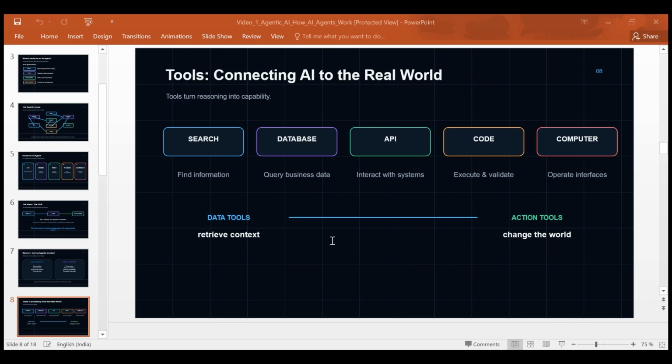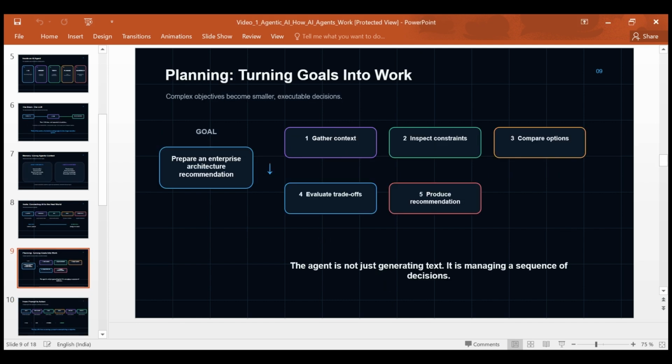A search tool can retrieve information, a database tool can query business data, and an API can interact with enterprise systems. A code execution environment can run and validate software. A computer use capability can operate a digital interface. We can broadly think about tools in two categories: data tools and action tools. Data tools help the agent understand the environment, action tools allow the agent to change the environment. The agent therefore becomes the bridge between intelligence and execution.